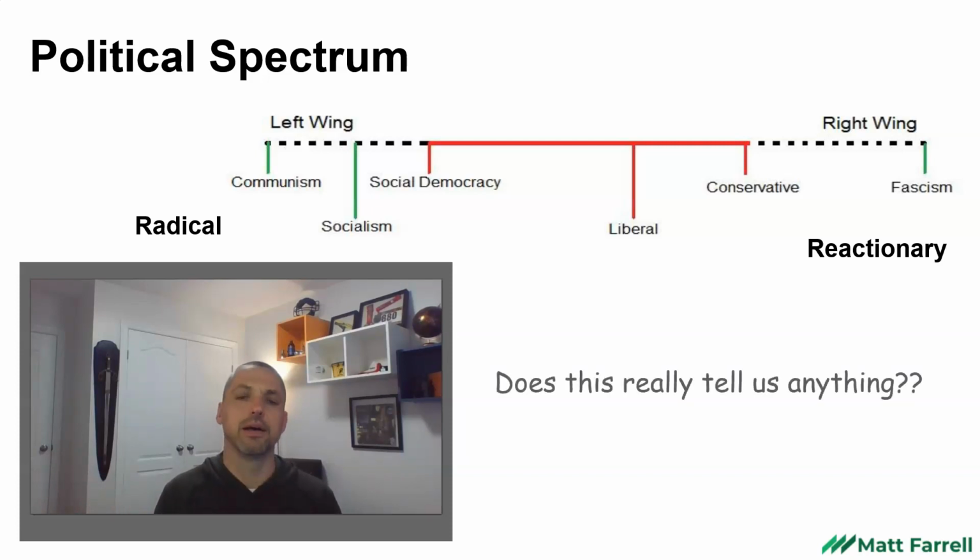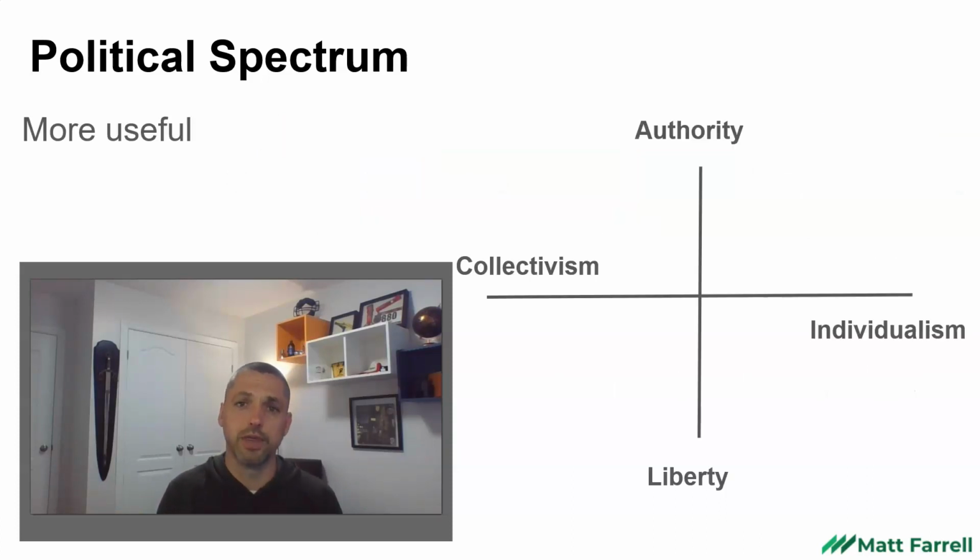But is this really that helpful? If we look at something like communism and fascism, they are both totalitarian ideologies that want a strong state that tells everybody what to do. So in that dimension, they do have something in common. However, economically speaking, they are very different. And so a right-left spectrum doesn't really capture all of that.